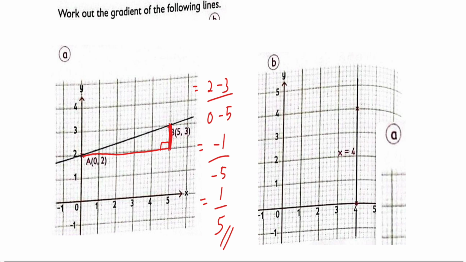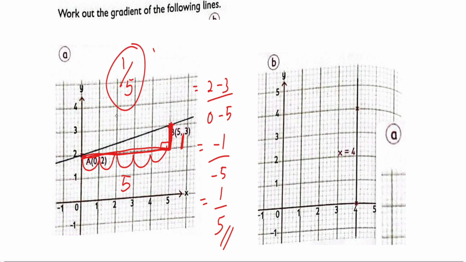This is called rise over run. Now you've risen 1 box, so your change in y is 1. This one is the run. How many boxes did you run? 1, 2, 3, 4, 5. So this is a run of 5 and a rise of 1, and therefore change in y over change in x, a rise over a run, is 1 over 5.